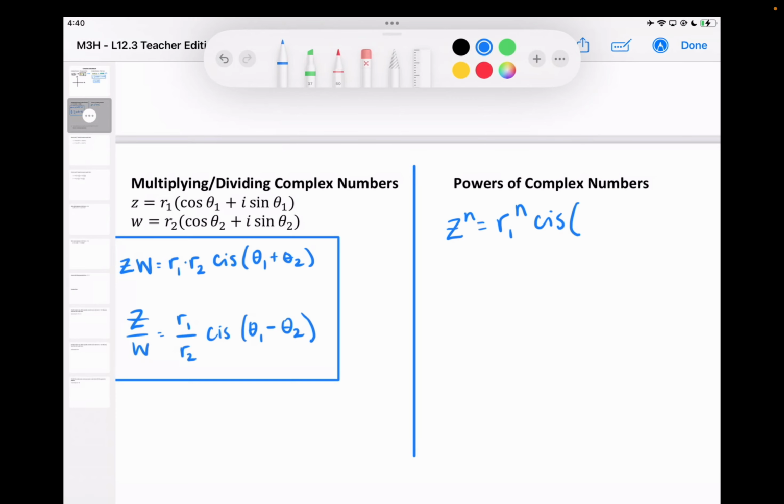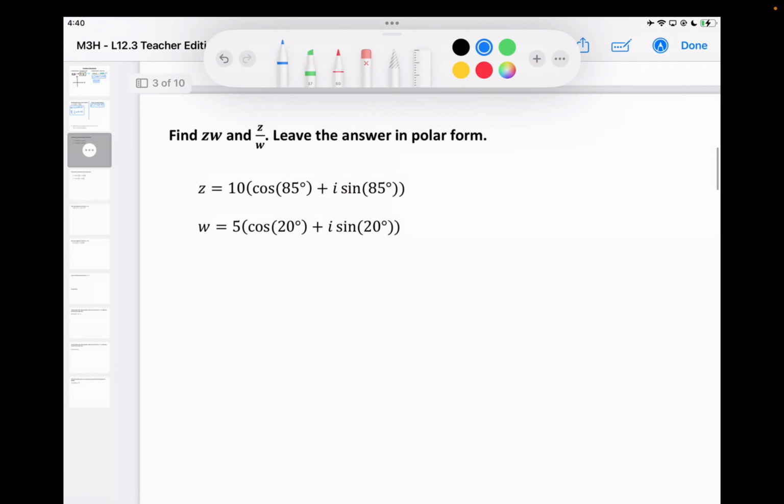Now, raising something to the nth power just means you're multiplying it together n times. So you're really adding the angle together n times. So you could write this as n times theta 1 to get your new angle. And that's the power rule. Let's go ahead and do a couple problems where we just multiply, divide first.